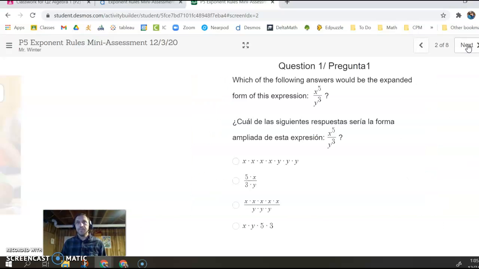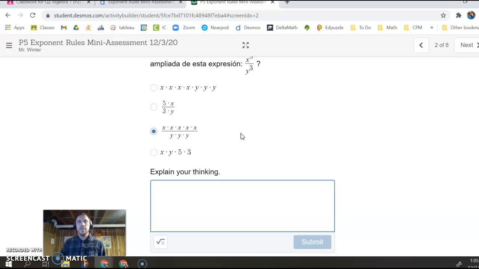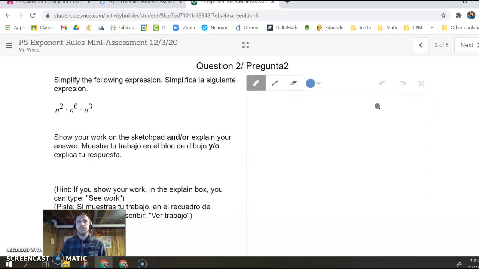Let's get started. So if you look at this, we have the fraction x to the fifth over x to the third. Again, that's x to the fifth, so you want to expand that. You get x to the 1, 2, 3, 4, 5, right? And x to the third, 1, 2, 3. So that's the expanded form.